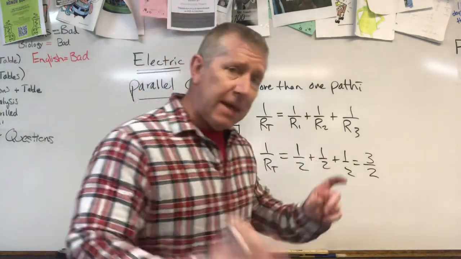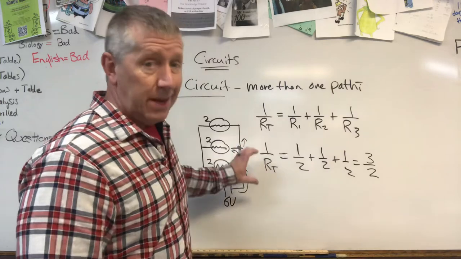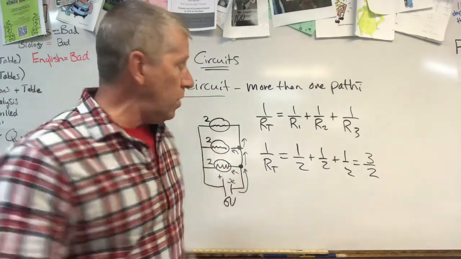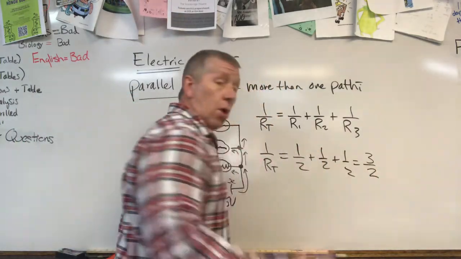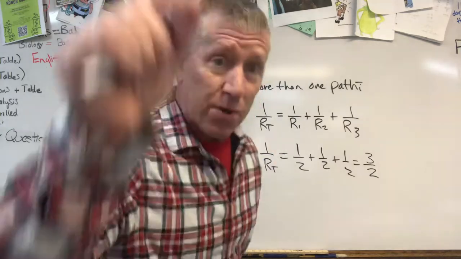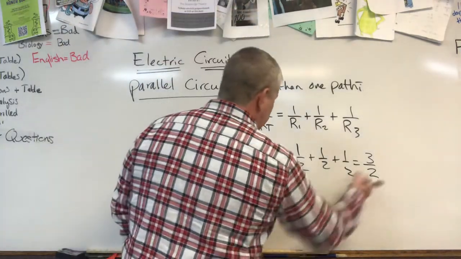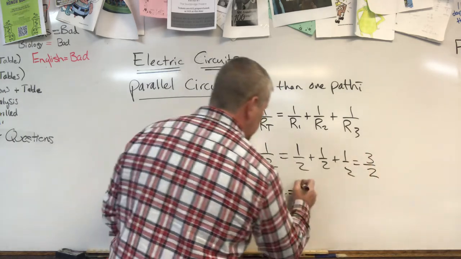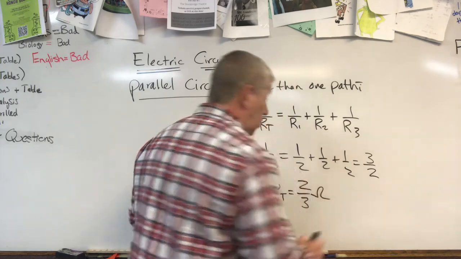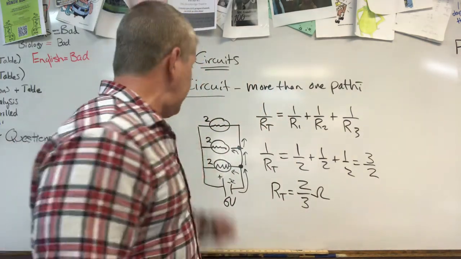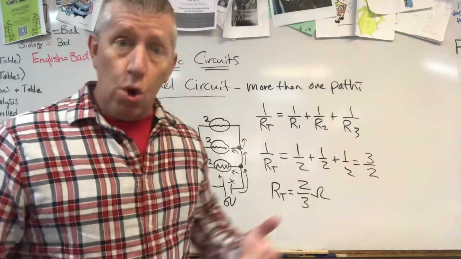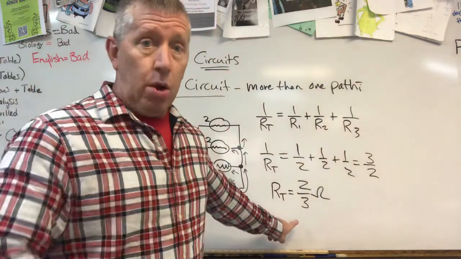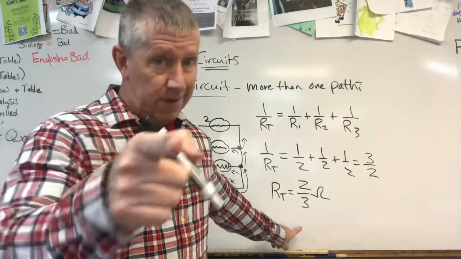But that's going to give me 1 over RT. Now, I don't want 1 over RT, I want RT. So what you do is you flip your answer. Always got to remember that: when you get the parallel resistance, flip the answer. So I flip this, and I get RT. In other words, 1 over RT is 3 halves, so RT is 2/3 of an ohm. Much less than when we had the same things connected in series. Remember, that was 2 and 2 and 2, which was 6 ohms of resistance. This is 2/3 of an ohm. Whoa, much, much less resistance.